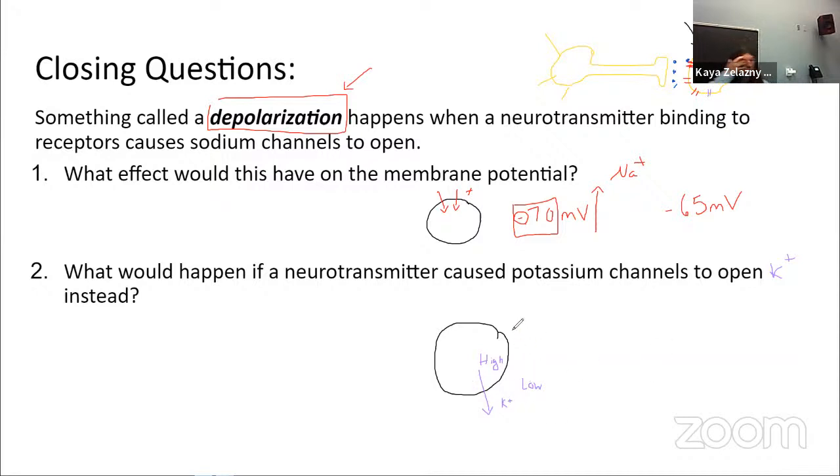So if we move a positive charge out, what is happening to the membrane potential? Is it going up or down? Yeah, exactly. Not a trick question. If our neurotransmitter causes some potassium channels to open and potassium moves out, we're going to become more negative. And this is called hyperpolarization. We're getting farther away from zero, so we're hyperpolarizing, hyper meaning more.